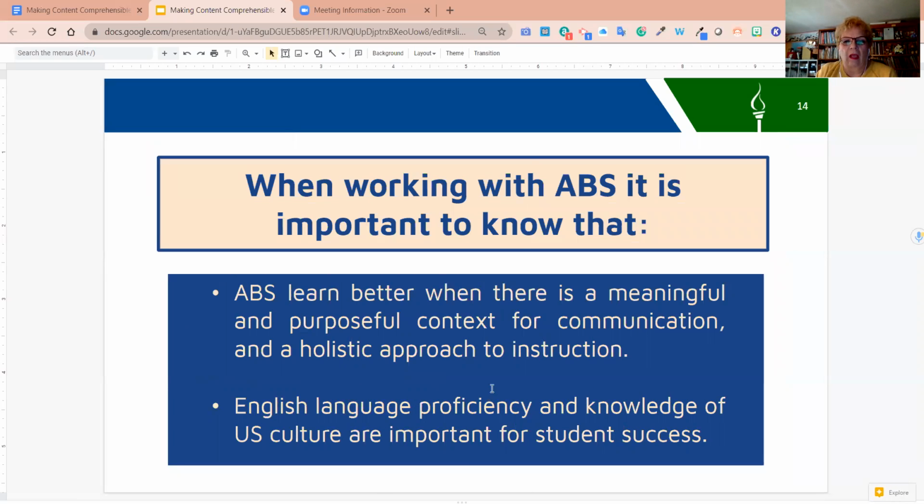Okay. When we're working with our apps, it's important to know that making the learning meaningful and purposeful is very important. We have to make connections to real life for them. And the more we connect and give purpose to what they're learning, the more quickly they learn. It's also important that we teach them about the culture of the United States so that they understand some of the things that are going on around them, because they don't have that background knowledge.